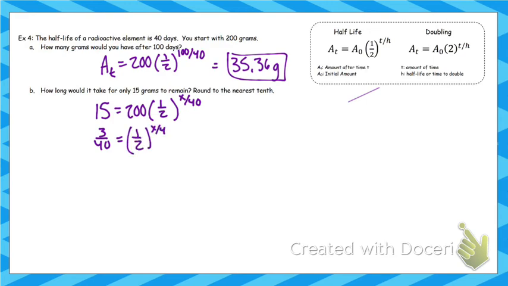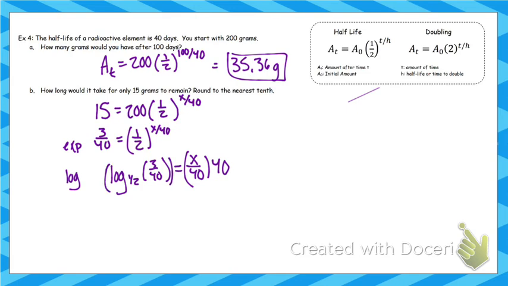At this point, the exponent base is by itself. So now we can rewrite this. This is exponential form. Let's write it in log form. Log base 1/2 of 3 over 40 equals x over 40. Then your last step to get x by itself would be to multiply both sides by 40. And that is your exact calculator-ready answer.